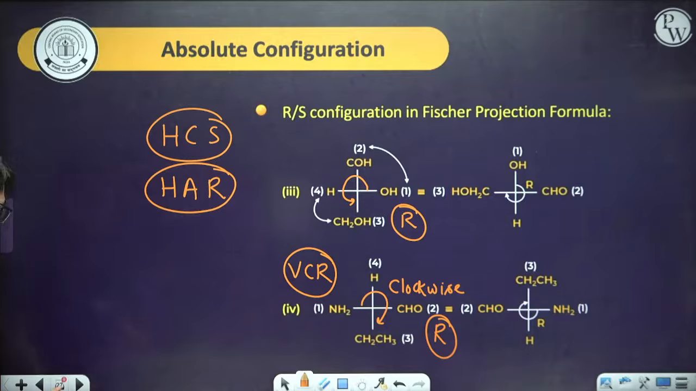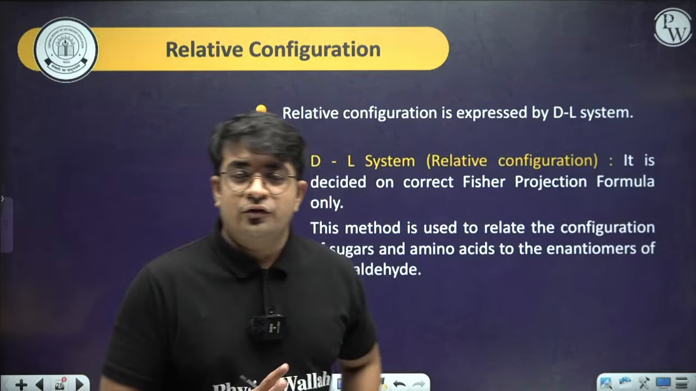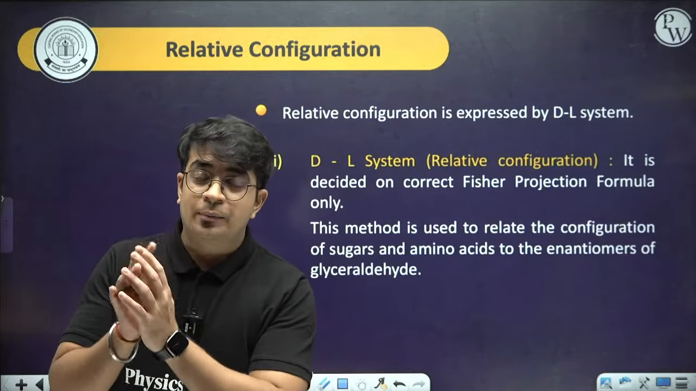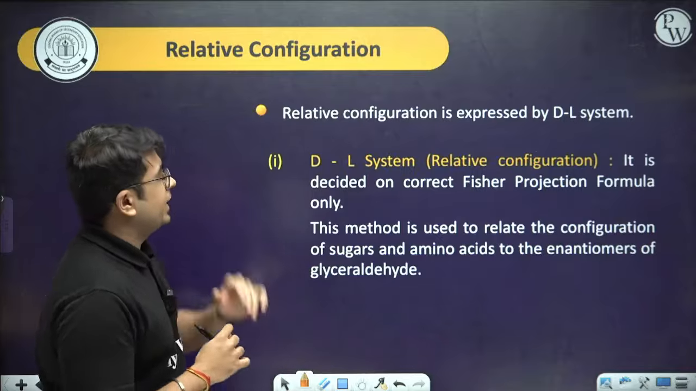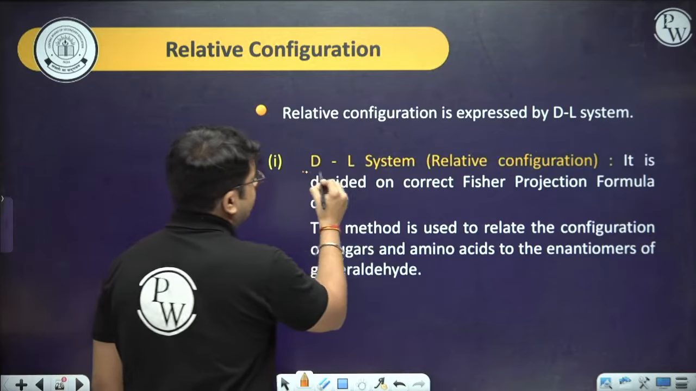Just have a look at it. Okay, now it's time to discuss the relative configurations. So the relative configuration is with respect to a particular type of standard. In this case, we have a DL type of system. Relative system means we have capital D and capital L.